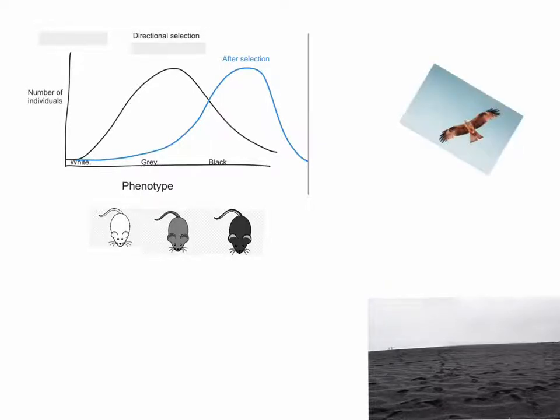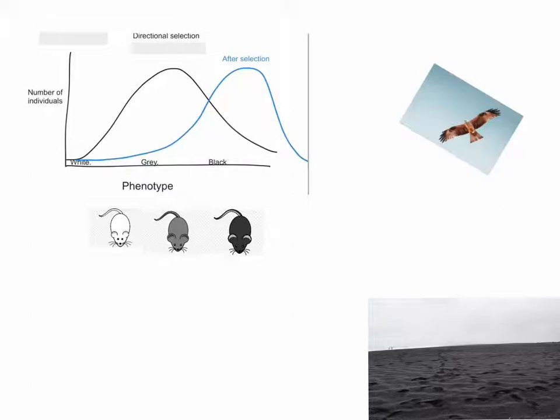If a selective pressure is added to the island, say a hawk is introduced, hawks are visual predators. So the mice that stand out the most will be easily seen by the hawks. The mice that blend in will be able to survive longer and will not be eaten by the hawks as often.